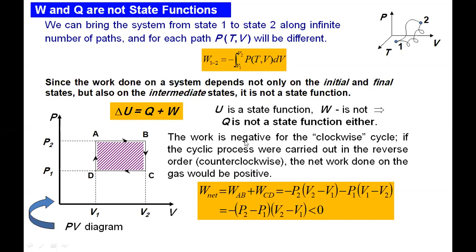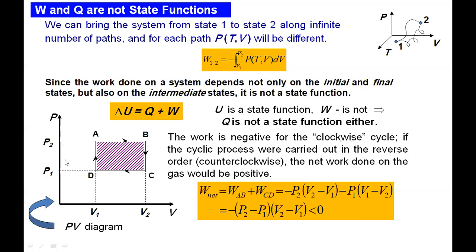So the work is negative for the clockwise direction. If we go clockwise, it will be negative. Okay, like this. And if the cyclic process were carried out in the reverse order, that is, counterclockwise, the net work done on the gas would be positive.